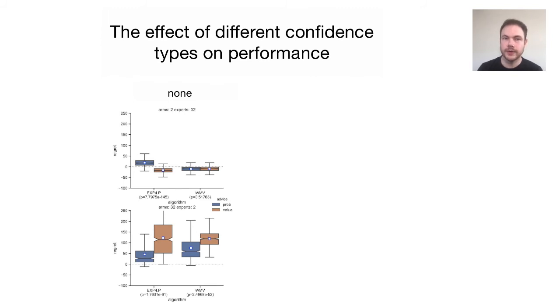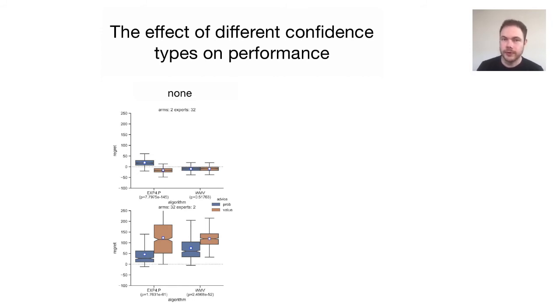So we look at either having lots of experts and few arms, which is on top, or having a lot of arms but only a few experts on the bottom. Algorithms in blue use probability advice, algorithms in orange use value advice. So we have XP4P, which learns to weight experts, so that's our adaptive method, and the weighted majority vote, which simply averages their advice, in this case of no confidence.